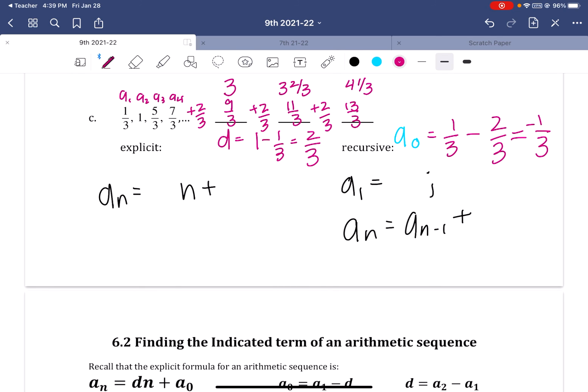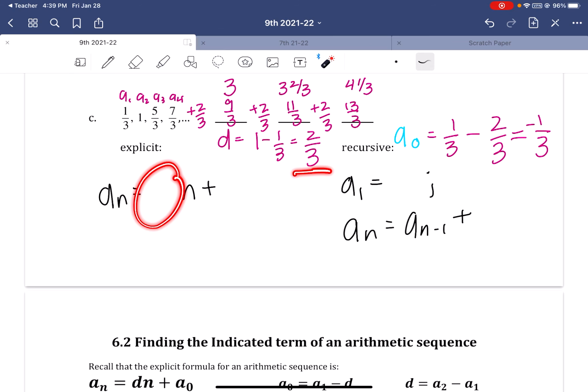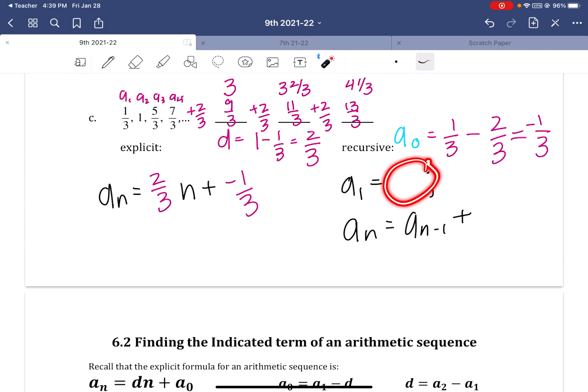Okay, so now let's try and fill in our explicit and our recursive. So our explicit right here goes our D. So our D is 2/3. So we'll plug that in, 2/3. All right, and our plus is going to go right here, and our plus is A naught. So our A naught is negative 1/3. Oopsies. Negative 1/3. All righty. Okay, let's check out this one. This is A1. What's our A1? Oh, yeah, that's right. The very beginning of our sequence. So that's 1/3. All righty. Then right here goes our D. So what we're going to put there is 2/3.